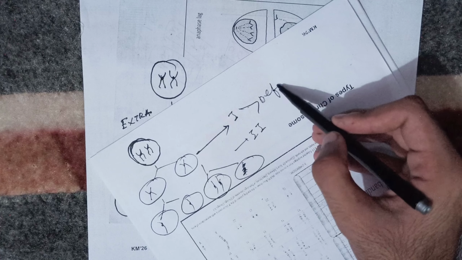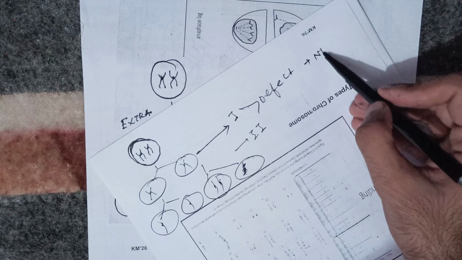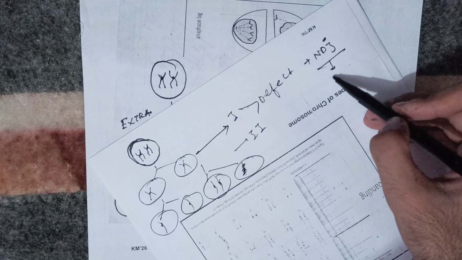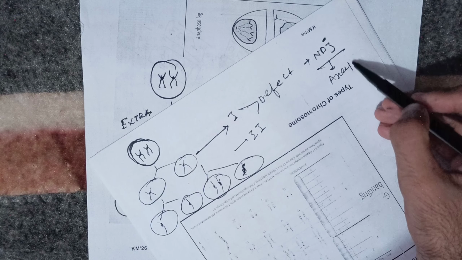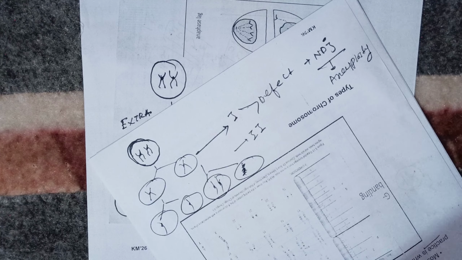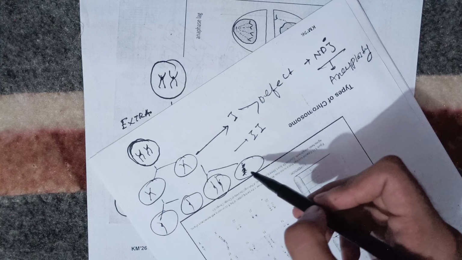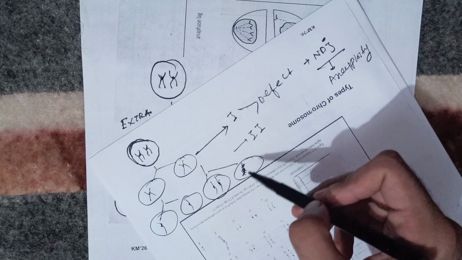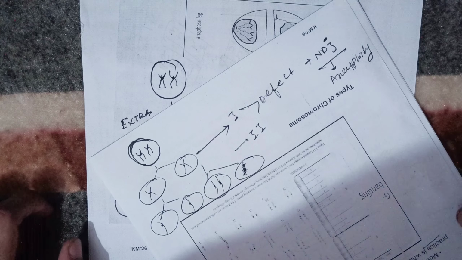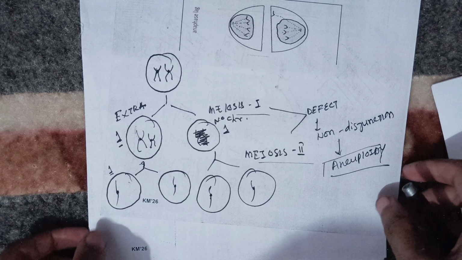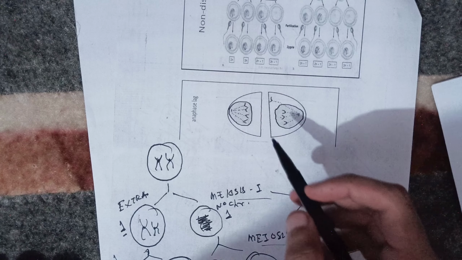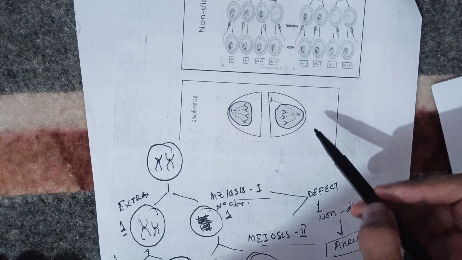So this defect is non-disjunction. Okay, this non-disjunction can lead to aneuploidy. What is aneuploidy? That is alteration in the number of chromosome. That can be extra chromosome or one lost chromosome or lacking of the chromosome, right? Other than non-disjunction, there can be something called anaphase lag. Okay, that can be the reason behind the aneuploidy.